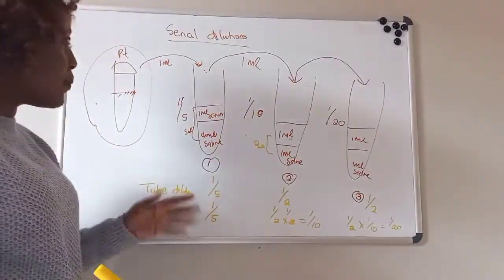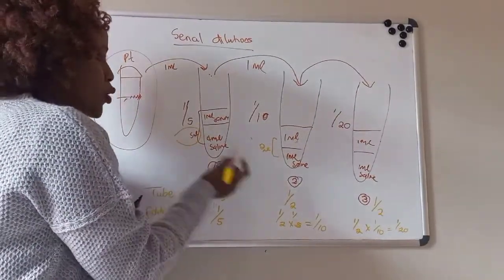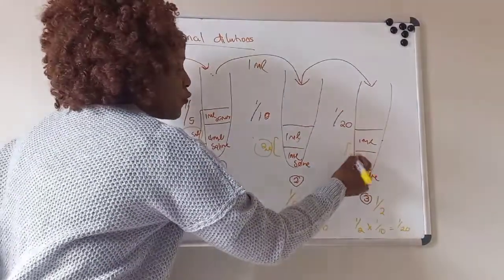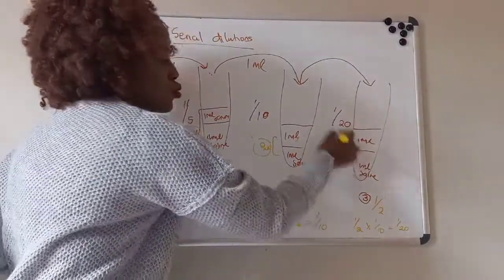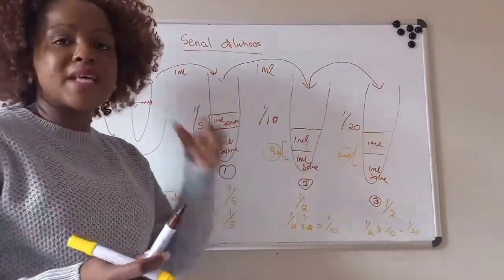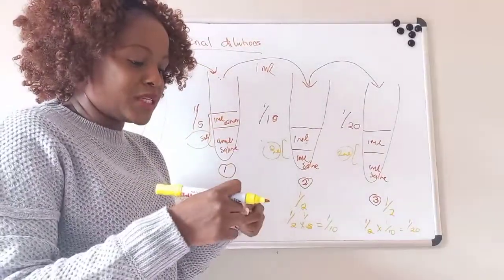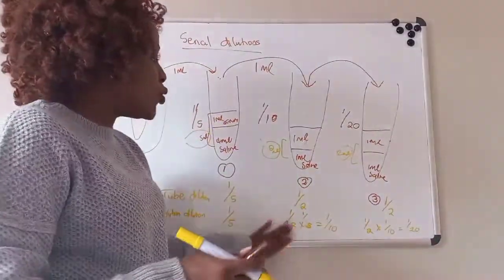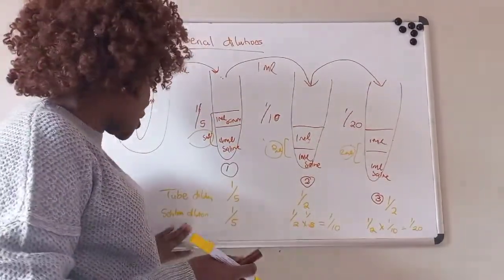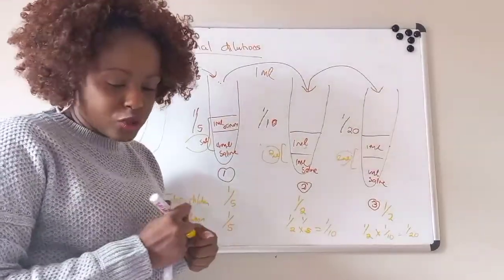And then if you are being asked to write the total volume, the total volume for tube number 1 will be 5 mil. For tube number 2, it will be 2 mil. And also for tube number 3, it will be 2 mil. So basically, that's what serial dilutions are. As much as you are doing a tube dilution, when you are reporting the patient result, you will multiply the result by the dilution factor of the solution dilution, not of the tube dilution.